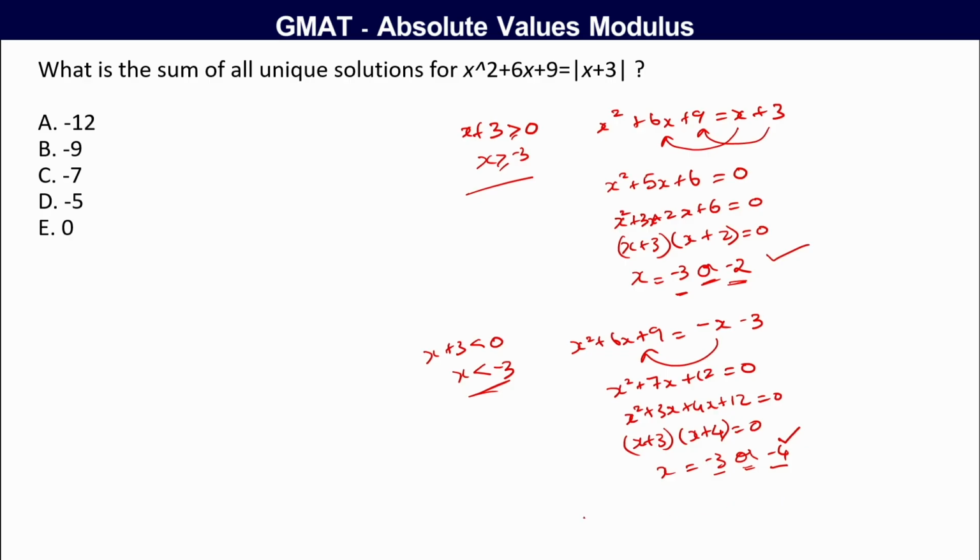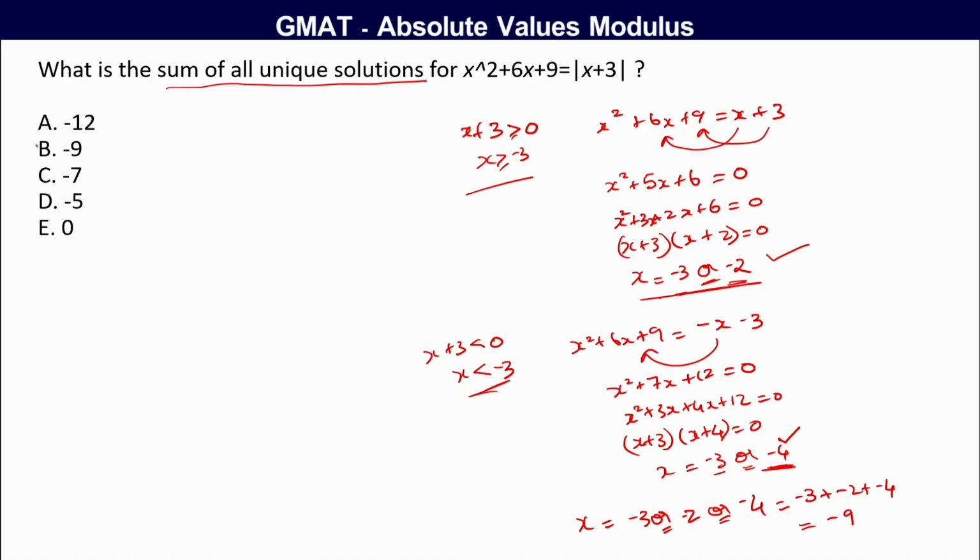So, from the first equation x can be either minus 3 or minus 2, and from here we have one valid answer, x can be minus 4 as well. So there are 3 values, and what do you want? You want the sum of all the unique solutions. So if you sum them up, you will have minus 3 plus minus 2 plus minus 4, it comes out to be minus 9.